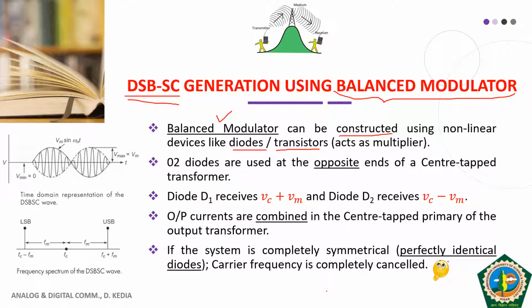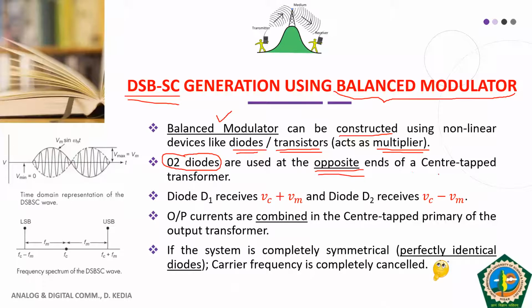So this is one and the same thing that we have discussed in the previous slide. Your balanced modulator is nothing but a multiplier. This multiplier uses either diodes or transistors, and it acts as a multiplier. Fine. In this method for double sideband suppressed carrier generation, we use two diodes. I'm telling you beforehand what it consists of. It consists of two diodes which are used at opposite ends. I'll show you the circuit in the next slide.